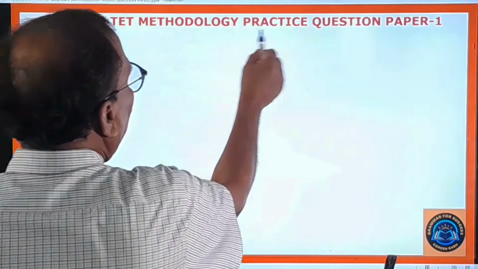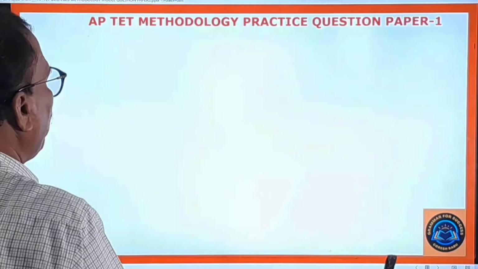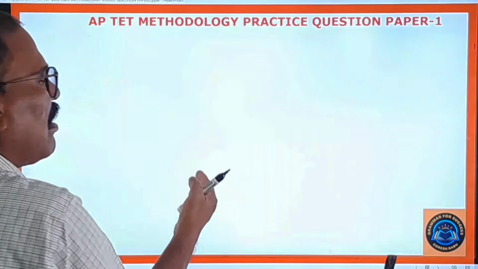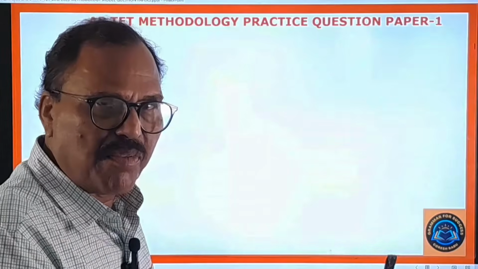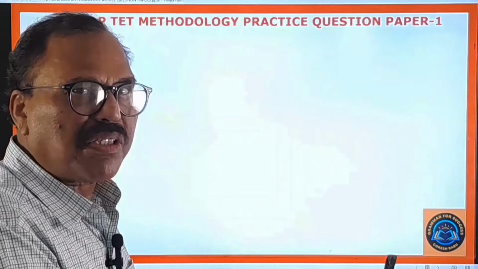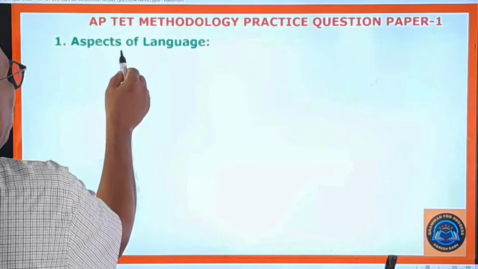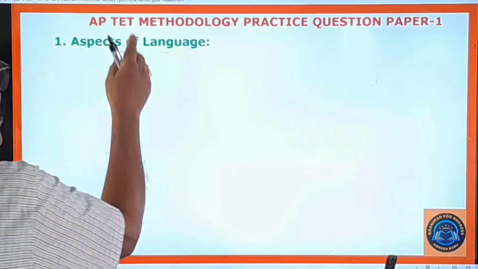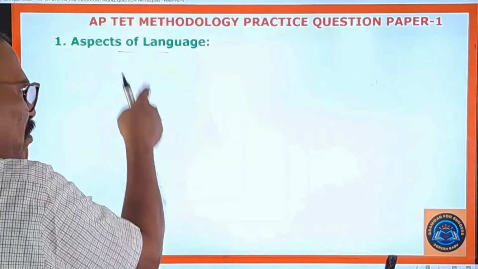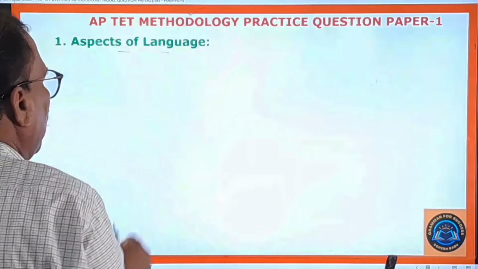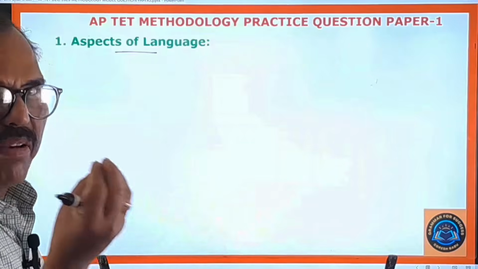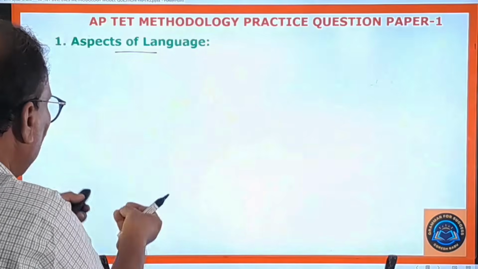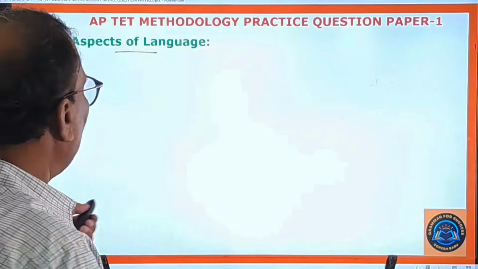AP TET Methodology Practice Question Paper 1. In this question paper, I have given you as many as 30 questions. Okay, let us now answer all of them. First one, aspects of language. This is one of the topics that have been mentioned in your methodology, and on aspects of language I have framed a few questions, and here are those questions. Let us answer all of them.